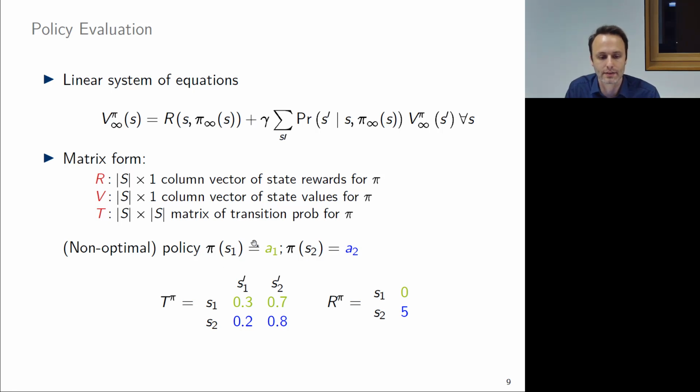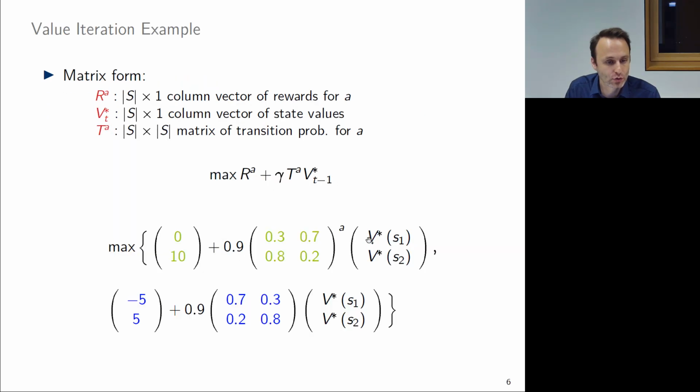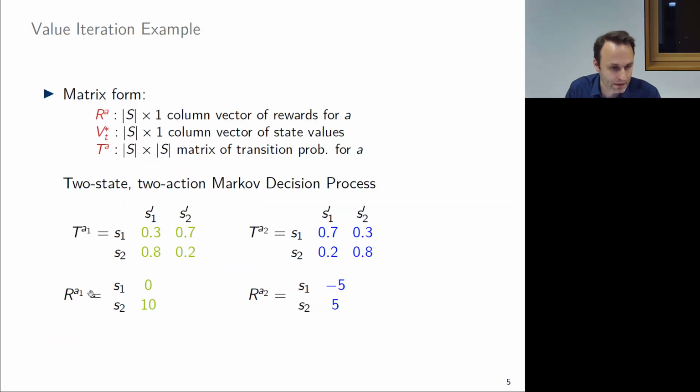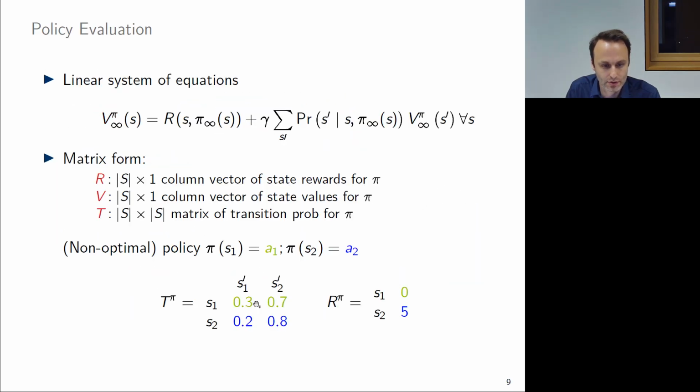So pi here has the policy that whenever we are in state S1, we take the action A1. And whenever we are in S2, we take the action A2. So we can go back to the definitions. If we are in S1, well, then the reward will be 0 here. And the transition function has the row for S1, 0.3 and 0.7. So we put that into this transition matrix and the reward vector for this policy.